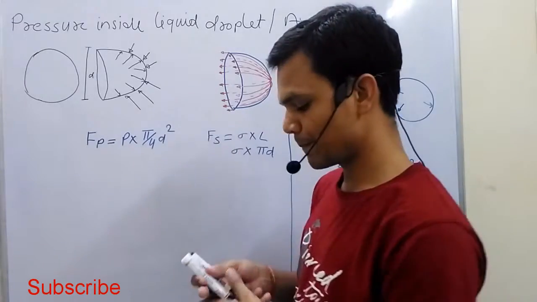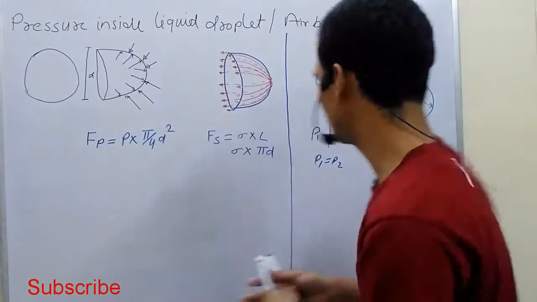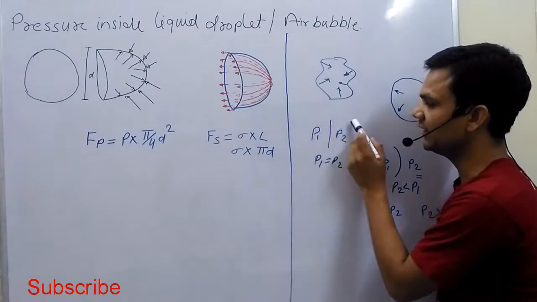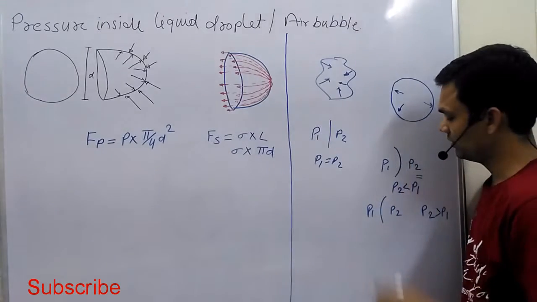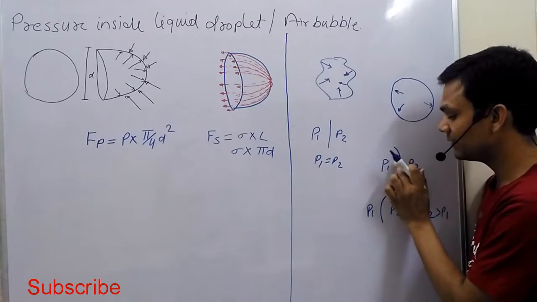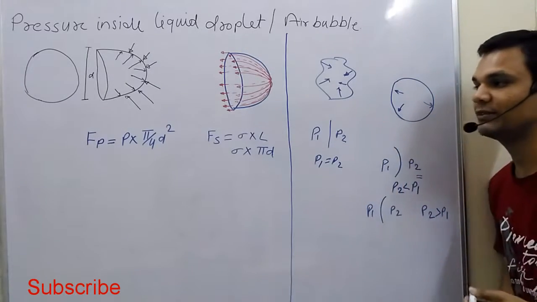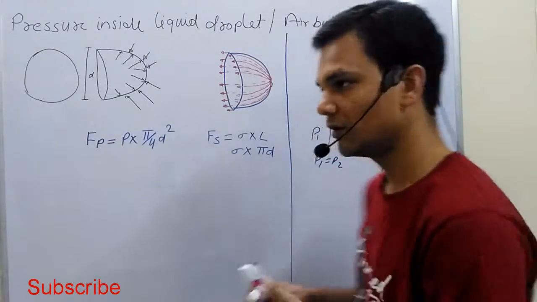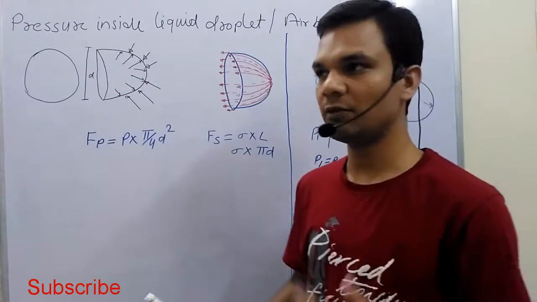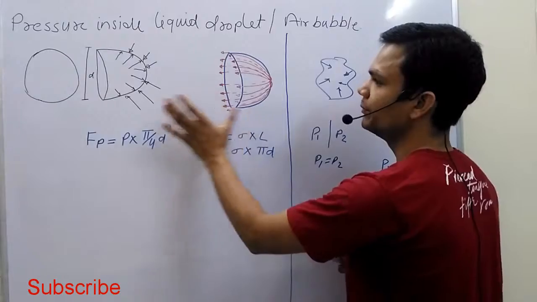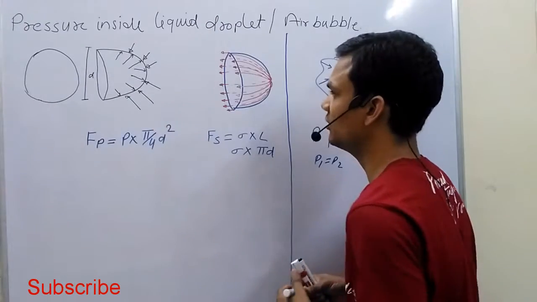For the pressure inside a liquid droplet, we calculate above the atmospheric pressure, because on this side and that side the atmospheric pressure is equal. The pressure P1 is more than P2, but we calculate only above the atmospheric pressure. If we calculate with atmospheric pressure, then it will be absolute pressure. I described absolute pressure in my last lecture. Now we understand how we calculate the pressure inside a droplet.